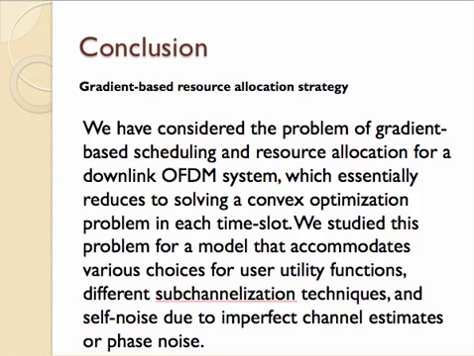For the gradient-based resource allocation strategy, we have considered the problem of gradient-based scheduling and resource allocation for the downlink of an OFDM system, which essentially reduces to solving a convex optimization problem in each time slot. We studied this problem for a model that accommodates various choices for user utility functions, different sub-channelization techniques, and self-noise due to imperfect channel estimates or phase noise.